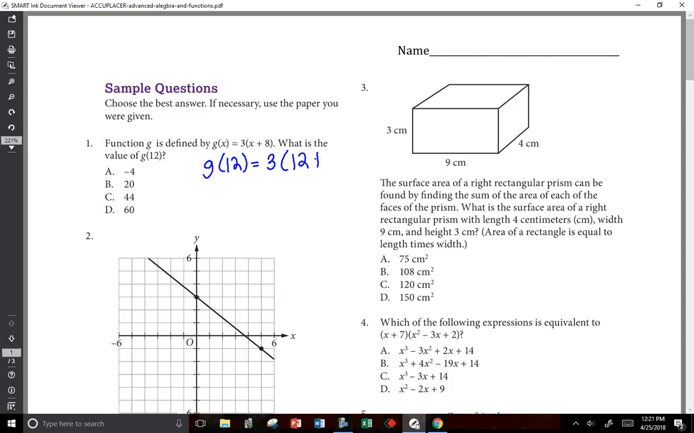We want to do what's in parentheses first. So 12 plus 8 is 20. So then we have 3 times 20 is equal to 60. And so our answer is D. Any questions about that?